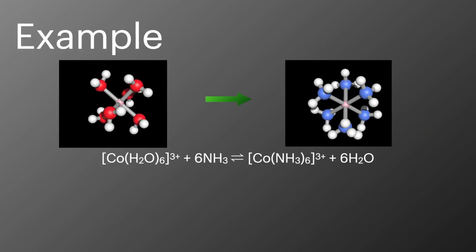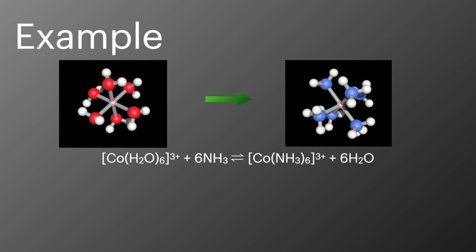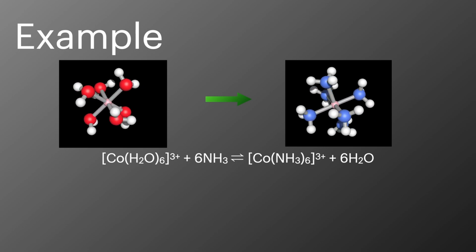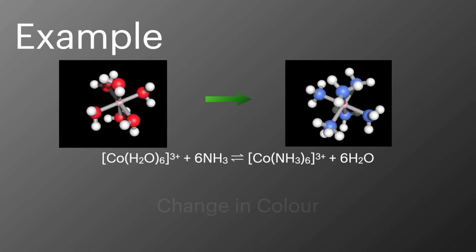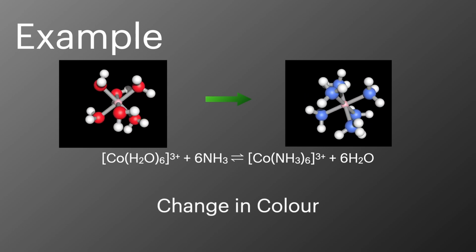If we look at this example here, we've got cobalt with 6 water ligands being replaced by 6 ammonia ligands. Now we don't see that big change in entropy like we did when we swapped it for a chlorine ligand, but like we do for all ligand substitutions, we do see a change in colour.